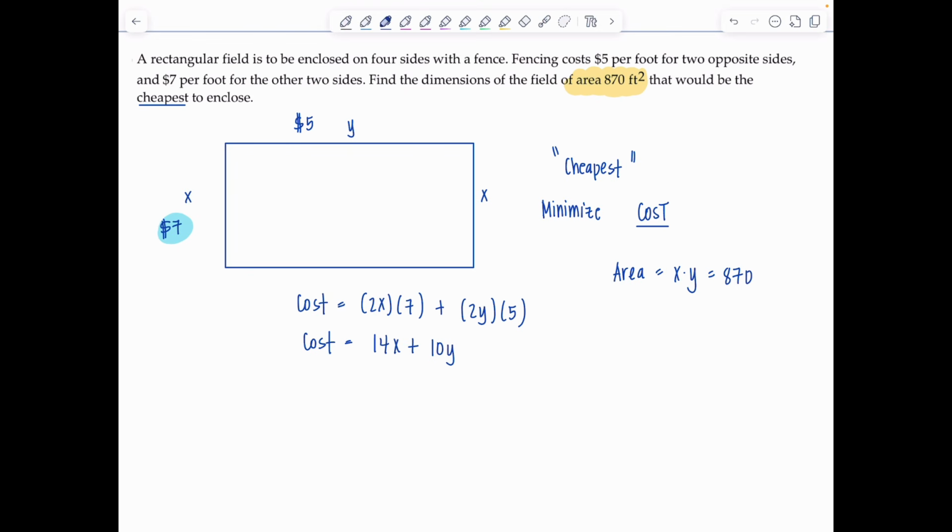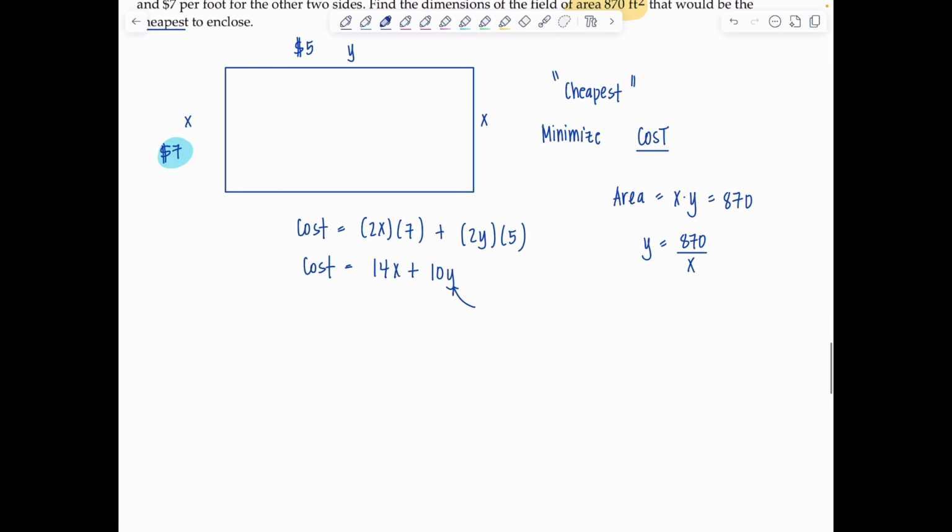That way we have a function of X because that's probably what you're more used to. But you could feel free to switch it up. Maybe you're sick of X's, I get that. So Y is 870 over X. I'm going to replace that right in there. And then now I can write C is a function of X, right?